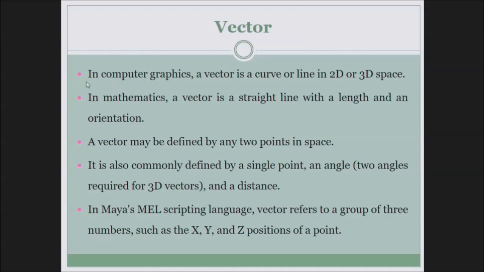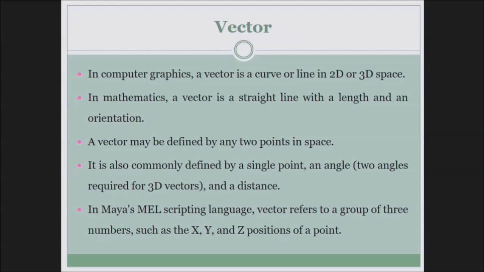Then vector. In computer graphics, a vector is a curve or a line in 2D or 3D space. In mathematics, a vector is a straight line with a length and a rotation, and a vector will be defined by any two points in a space. It is commonly defined by a single point, an angle, and a distance. And for 3D, you require two angles.